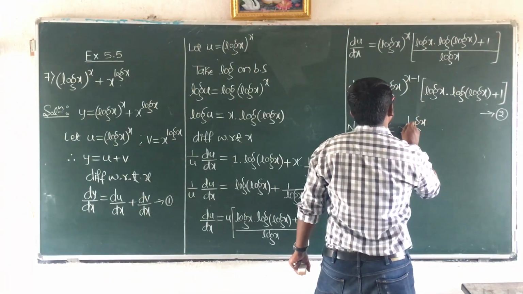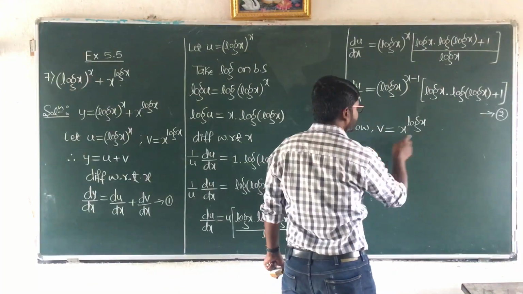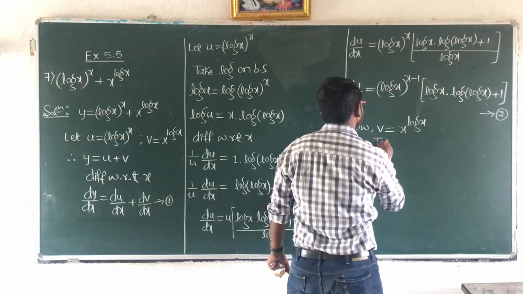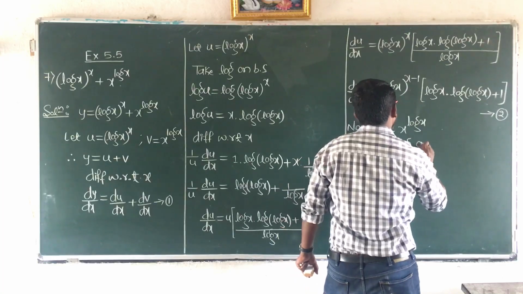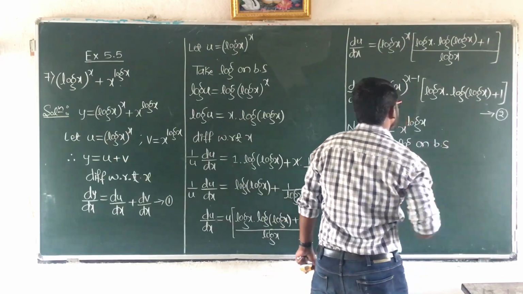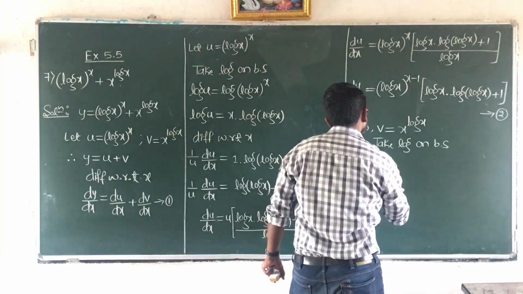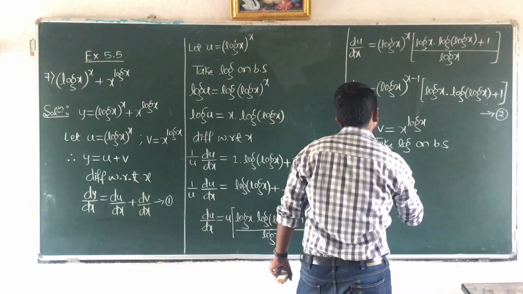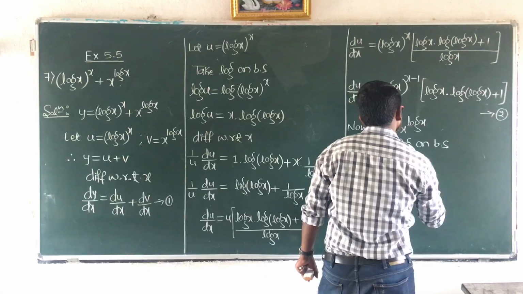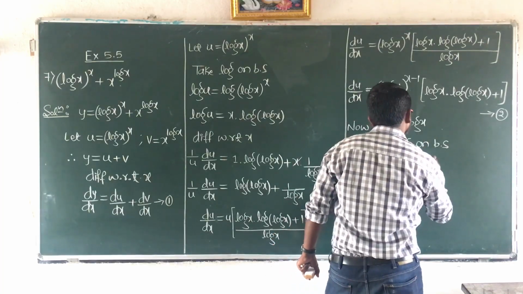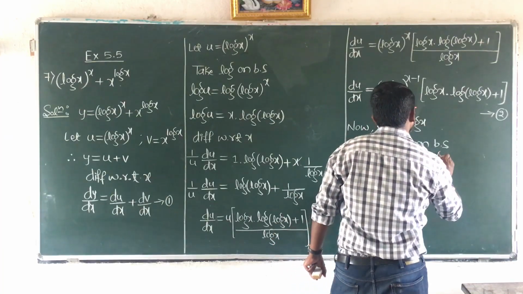V, which is equal to x to the power log x. Now take log on both sides. So log v, which is equal to log of this particular term, x to the power log x.